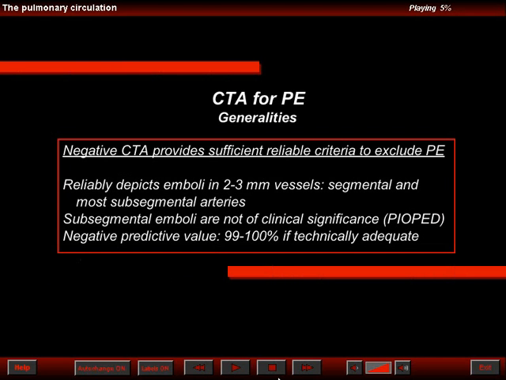CTA for pulmonary embolism. A negative CTA provides a sufficiently reliable criterion to exclude the pulmonary embolism. It reliably depicts emboli in 2 to 3 millimeter vessels, in segmental and most subsegmental arteries. Subsegmental emboli are not of clinical significance according to the PIOPED study. The negative predictive value is 99 to 100% if technically adequate.